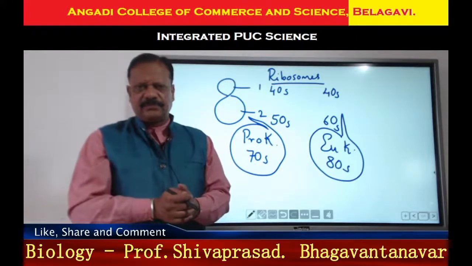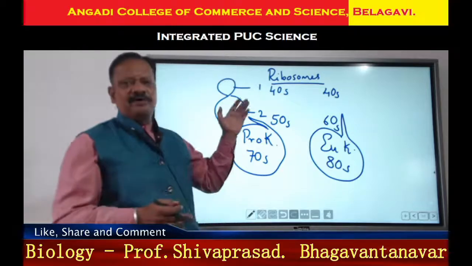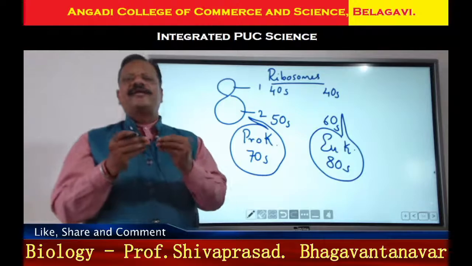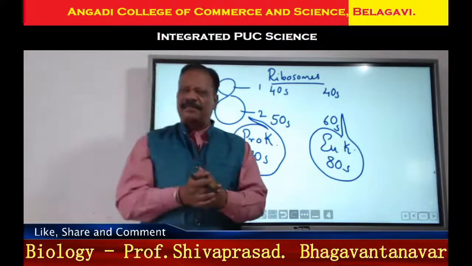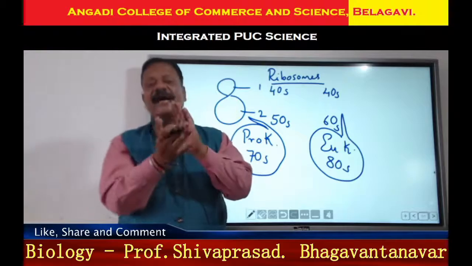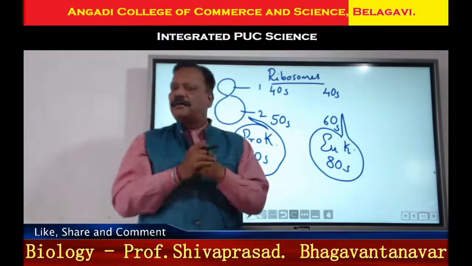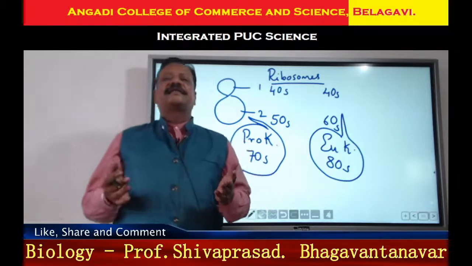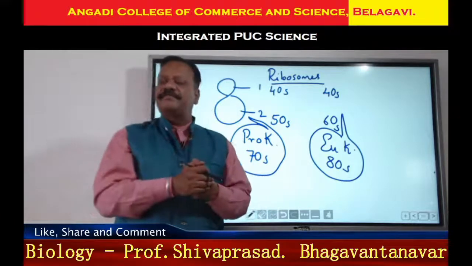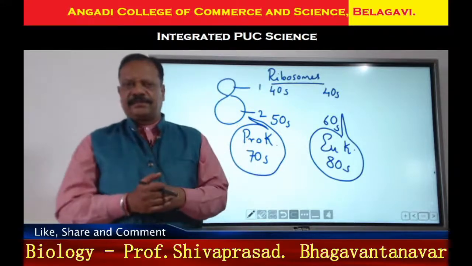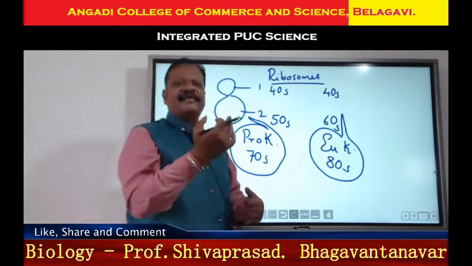So in this way, the ribosomes are usually found all over the cell, usually freely in the cytoplasm. Sometimes they are grouped together. Sometimes they are attached to RNAs. Usually they are attached to mRNA, that is messenger RNA, and they help in protein synthesis. So we'll move to the next question now.